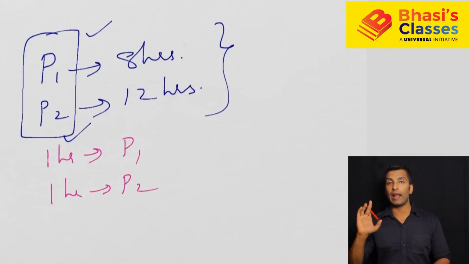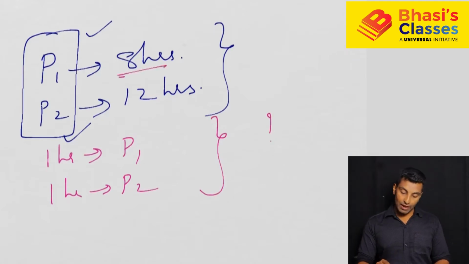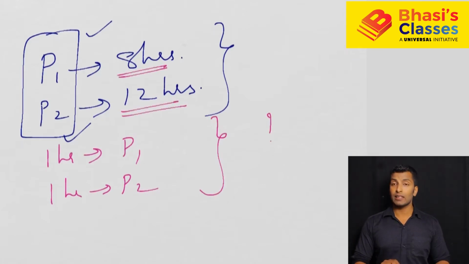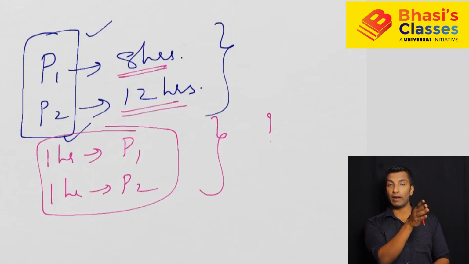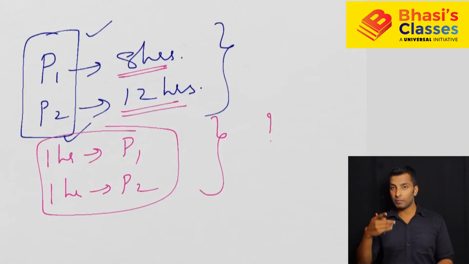So if I continue like this, how much time will it take to fill the tank? P1 can fill in 8 hours, P2 in 12 hours. But if I am doing like this, first hour P1, second hour P2, now I can bring a P3 also as a negative work. Like first hour I'll open P1, then P2, then I'll open the outlet pipe also. I hope this is clear. We'll discuss that after this.